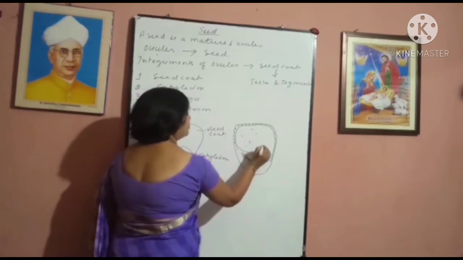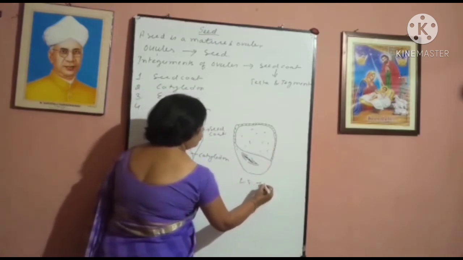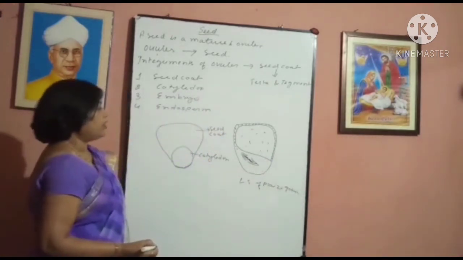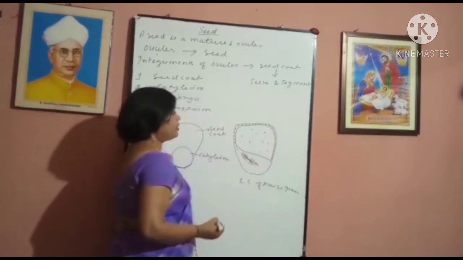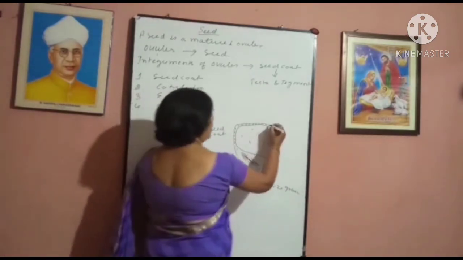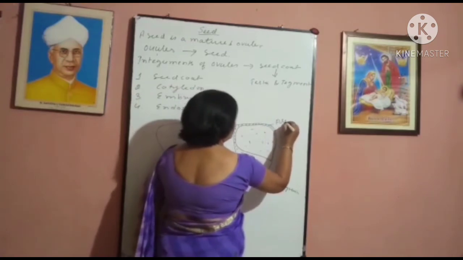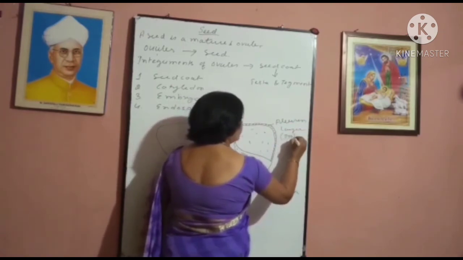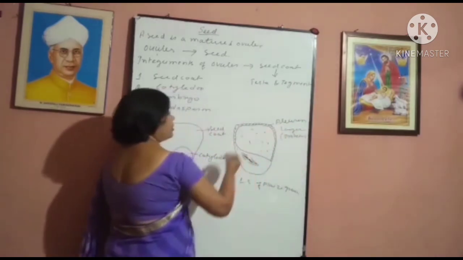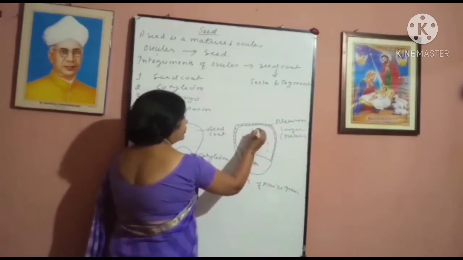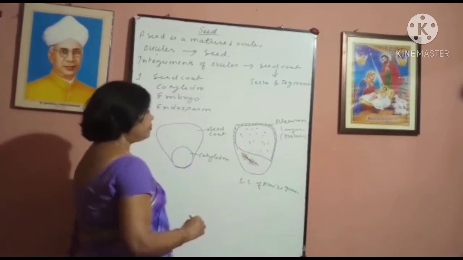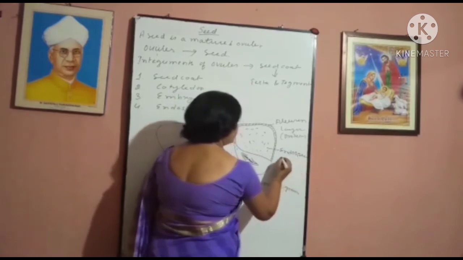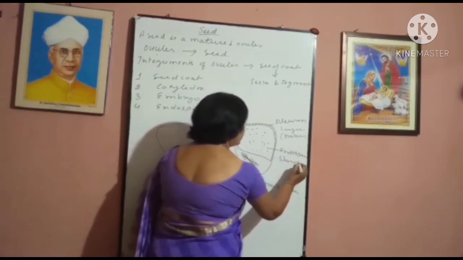Now, this is the longitudinal section of maize grain. In this, the outer layer is made up of protein and known as aleurone layer. And below this aleurone layer, starch is present. This part is the endosperm. Endosperm stores the starch.